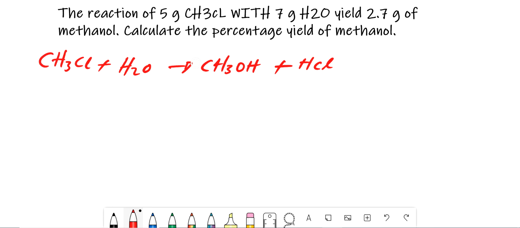We have one carbon here. How many hydrogens? 5 hydrogens, and here we have 3, 4, 5 hydrogens. Next, chlorine: we have one chlorine there, so it's balanced. The oxygen: one oxygen. So the equation is balanced.